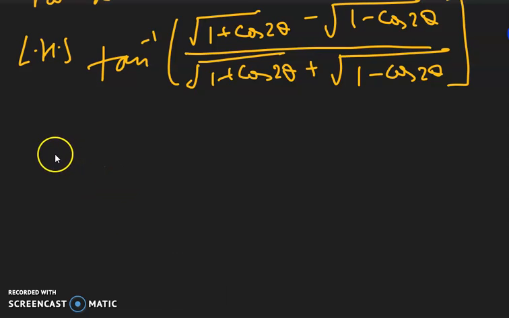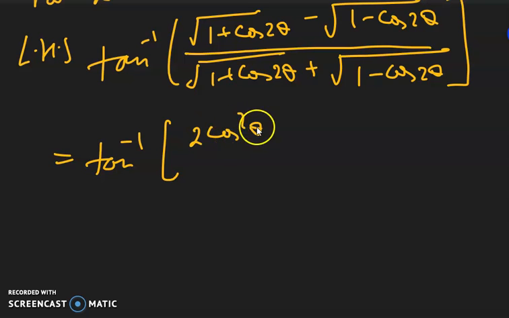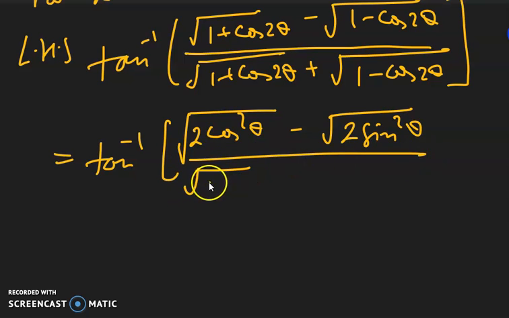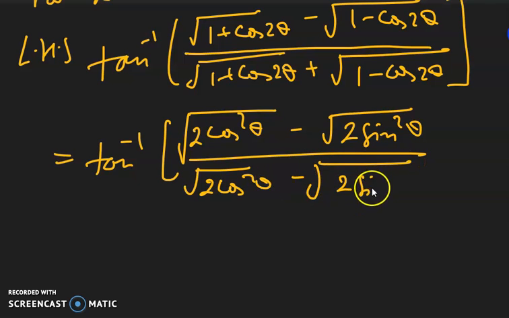tan inverse left hand side. So tan inverse, this is 2 cos square theta, simply applying formula, and the square root minus 2 sin square theta, divided by square root of 2 cos square theta plus 2 sin square theta. So far, so good.